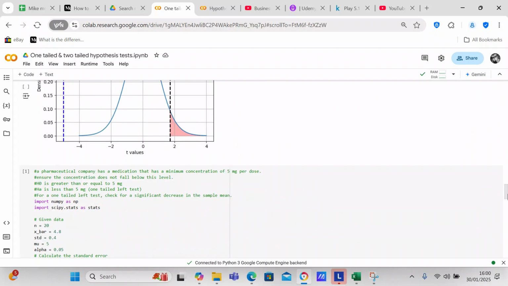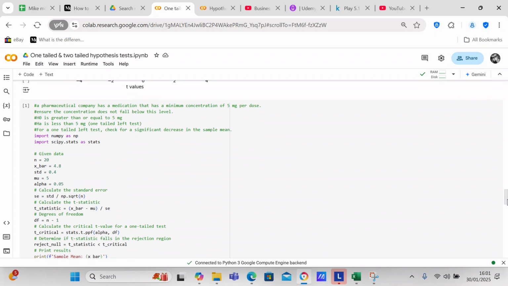So the next one that we're going to check is the one-tailed test on the left side. We've got our hypothesis question: a pharmaceutical company has a medication that has a minimum concentration of 5 milligrams per dose. Ensure the concentration does not fall below this level. Your null hypothesis is greater than or equal to 5 milligrams, and your alternate hypothesis is less than 5 milligrams, so it's a one-tailed left test.